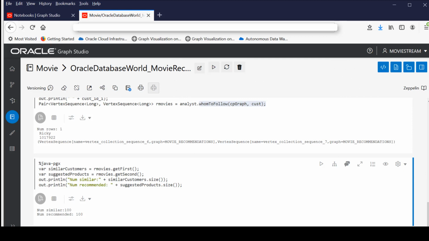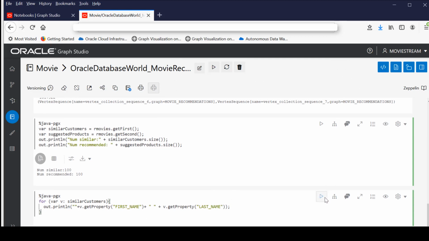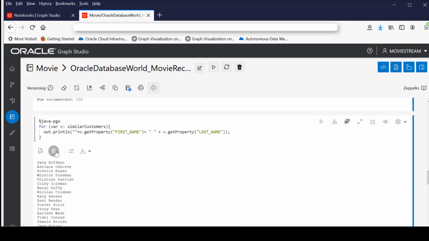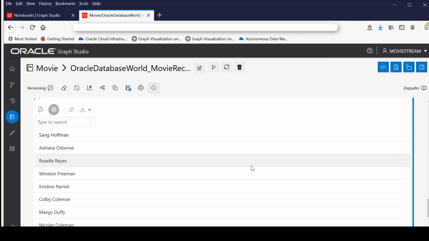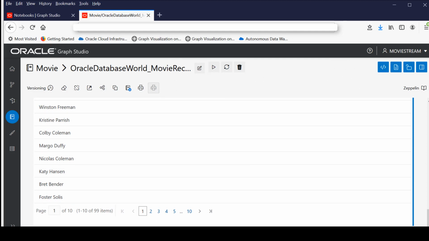So now that I've selected those lists, let me print them out. You can see here I'm printing out the names of customers who belong to the same cluster as Ricky Rogers, the customer that we're examining here. Let me switch to a tabular view. So we get a bunch of customers who belong to the same cluster that Ricky Rogers does, and we can take a look at the movies that customers in this cluster like.